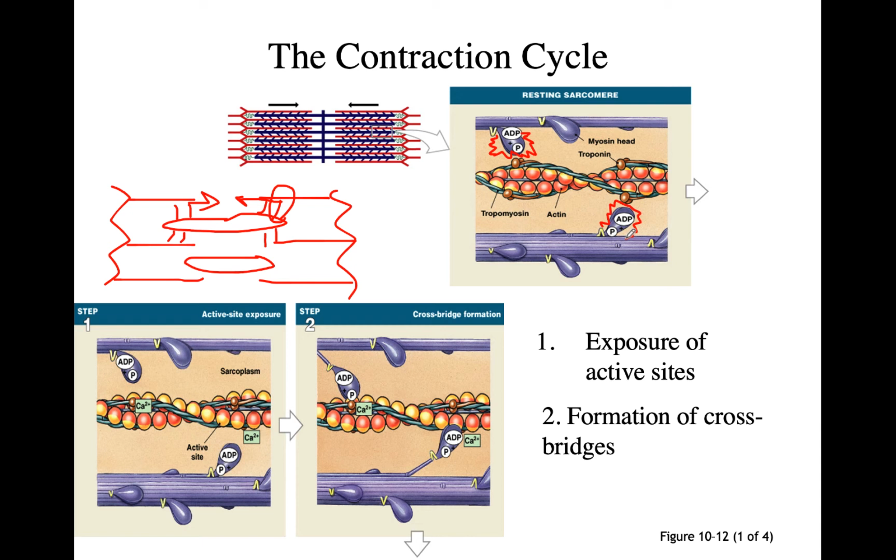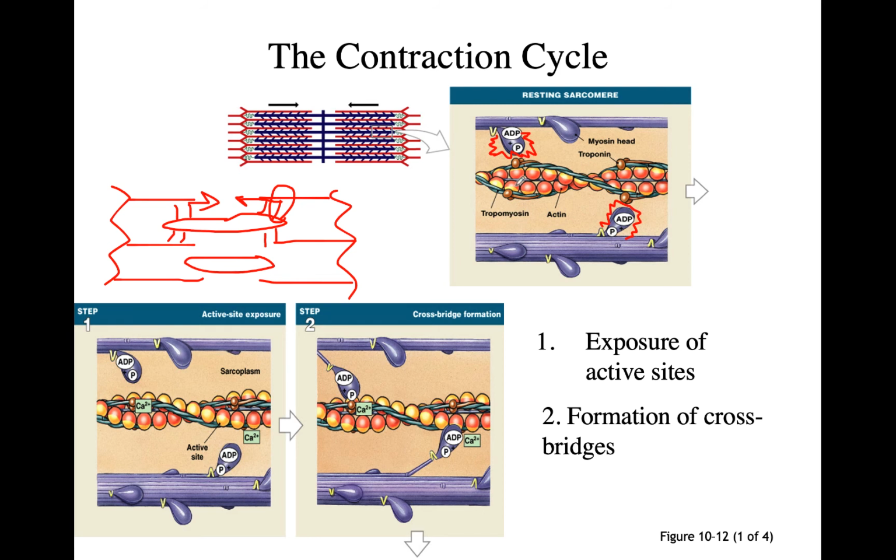So let's look at the actin now. You have the F-actin. You have tropomyosin covering the binding sites, which means myosin head can't bind to it. And then you have troponin, which are these orange nuggets.